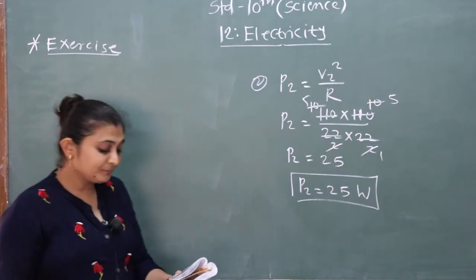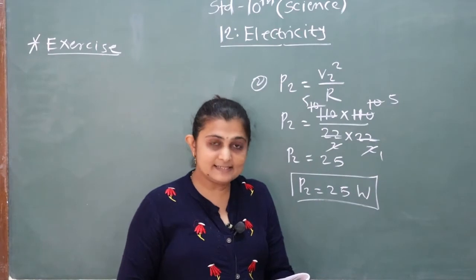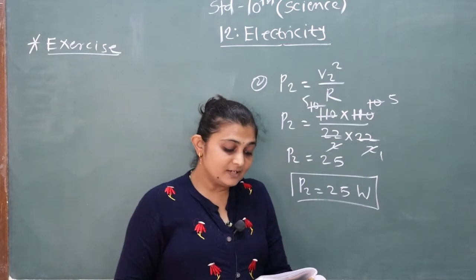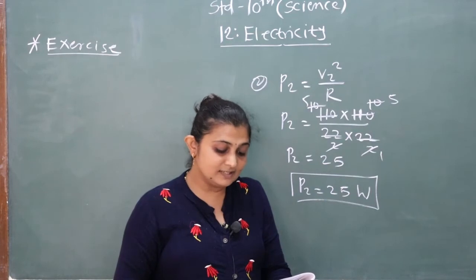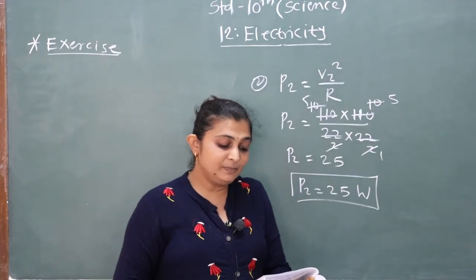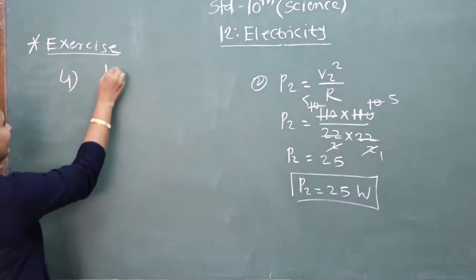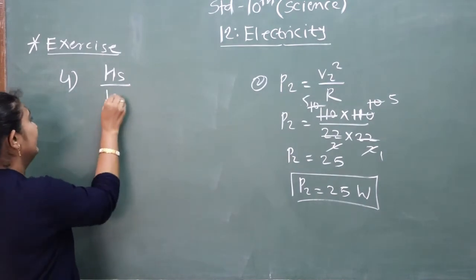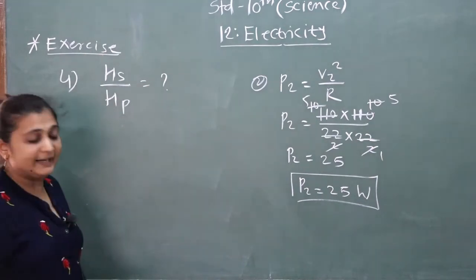In question number 4, two conducting wires of the same material and of equal length and equal diameter, length equal, diameter also equal, are first connected in series and then in parallel in a circuit across the same potential difference. See, the potential difference is also the same. The ratio of heat produced in series and heat produced in parallel, this we have to find here.